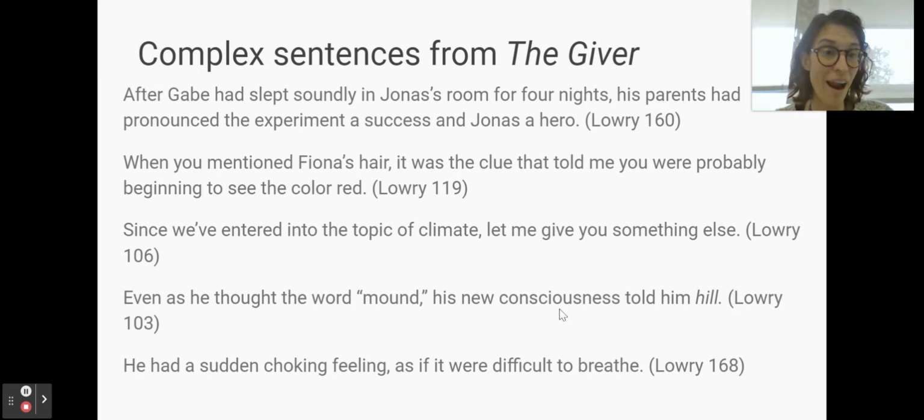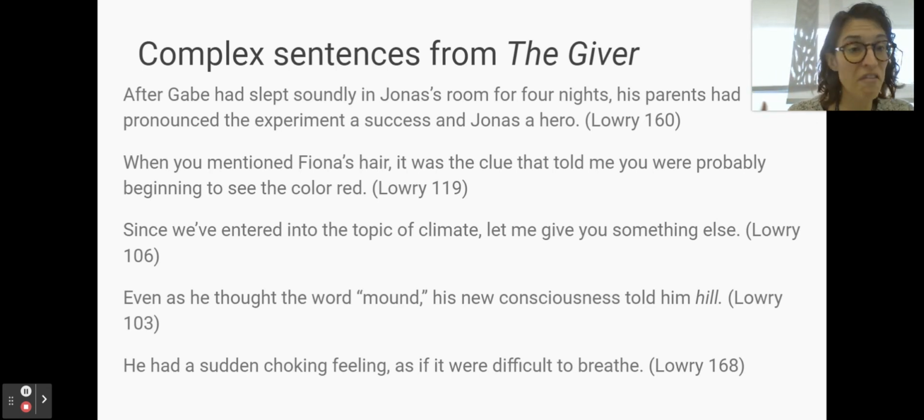When you mentioned Fiona's hair, dependent clause, comma, it was the clue that told me you were probably beginning to see the color red. Since, that's the AWUBIS, that's one of the S words, since we've entered into the topic of climate, comma, let me give you something else. Even as he thought the word mound, his new consciousness told him hill. Dependent, independent.